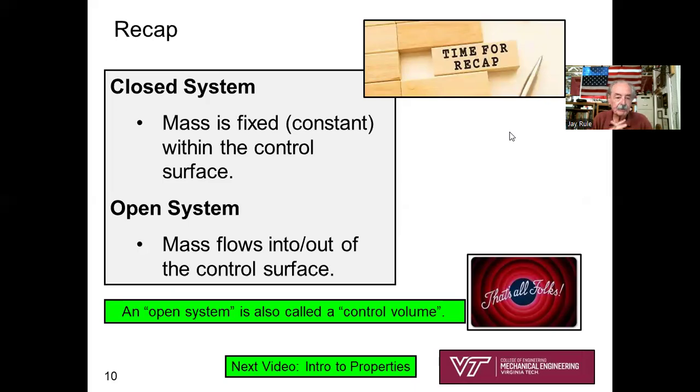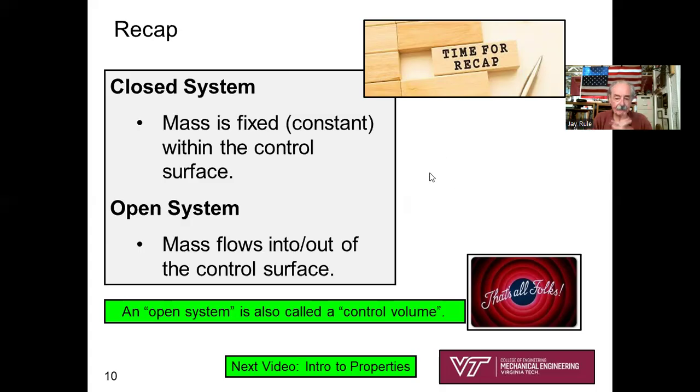Okay, something just came to me. We've come to the end of this video. A closed system. What's a closed system? Mass is fixed or constant within the control surface. Open system. Mass is flowing into and/or out of the control surface. As an aside, an open system is also called a control volume. Various engineers might use this as a synonym. A control volume is the same as an open system.